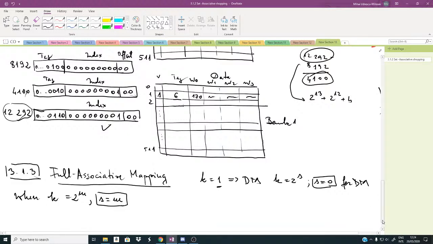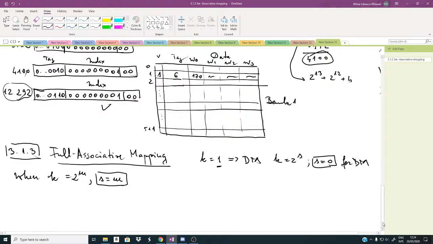Therefore, this solution is the most compliant with the locality principle. So it reduces a lot of cache misses because of the locality principle. If you have a big enough set associativity, or even more, if you have full associativity, it means that you're very compliant with the locality principle, and you reduce the number of misses to the minimum.